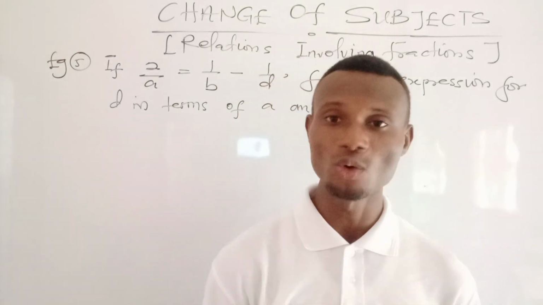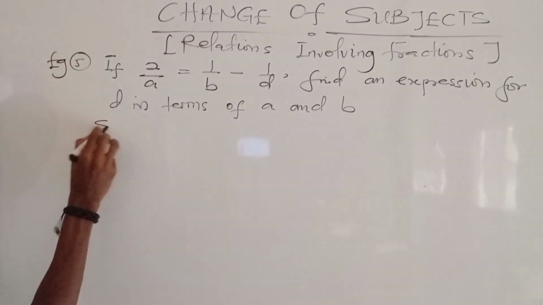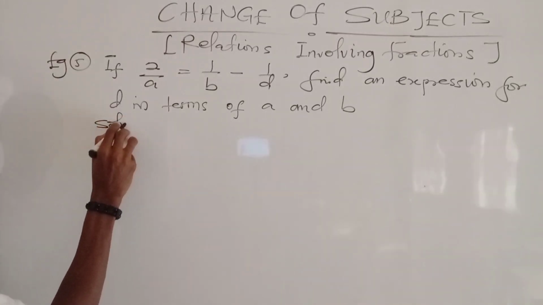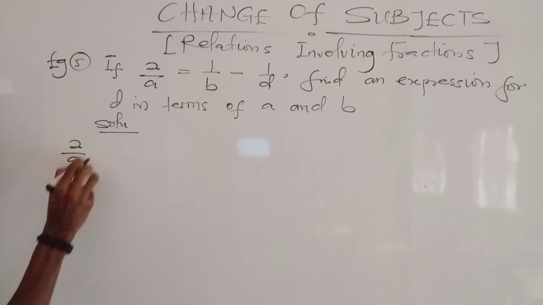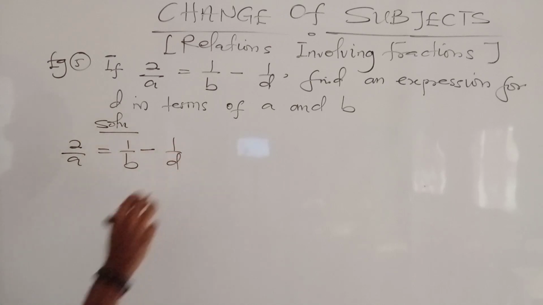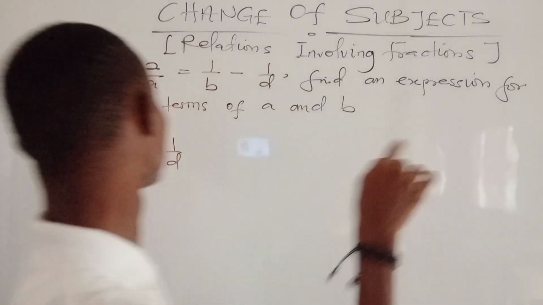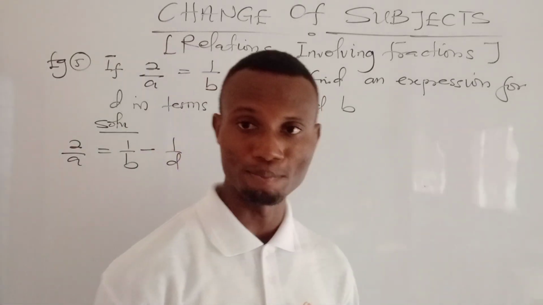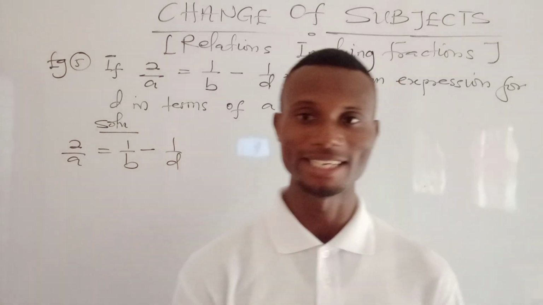So let's go ahead and solve it together. I'm going to write down my solution and repeat the equation given. We're given 2 over a equals 1 over b minus 1 over d, and we are being asked to find an expression for d in terms of a and b. I've explained that that simply means make d the subject.